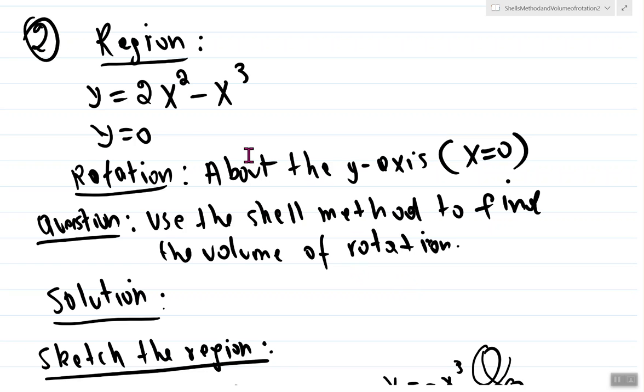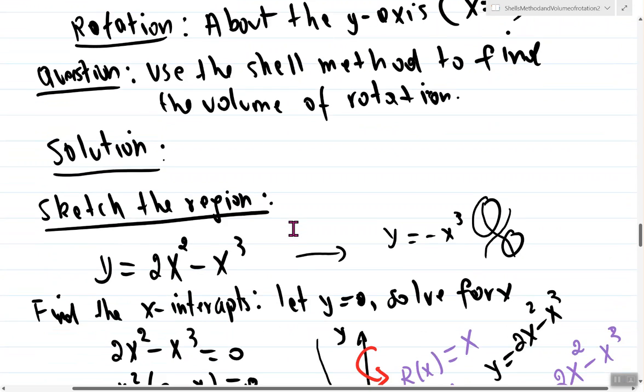So here's the example. They give us the region which is bounded by the function y equals 2x squared minus x cubed and y equals 0, and then that region will revolve about the y-axis, and the question is to use the shell method to find the volume of rotation. So first we graph the region.